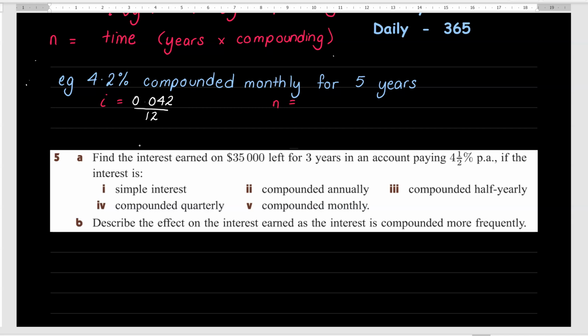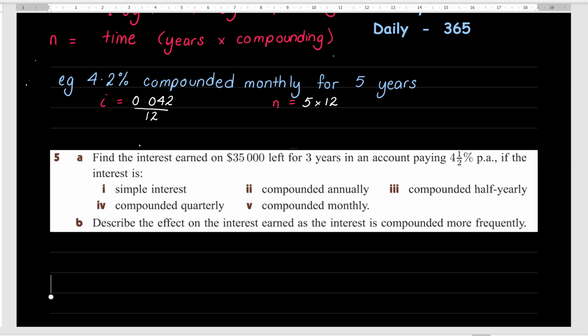And your N is also affected because N is your time, and that's now 5 years, but you get paid interest every month. So if it's every month for 5 years, then N is 5 times 12. So that's how compound interest is a little bit different.